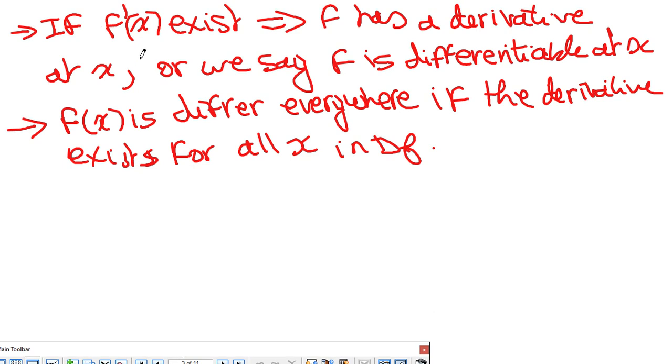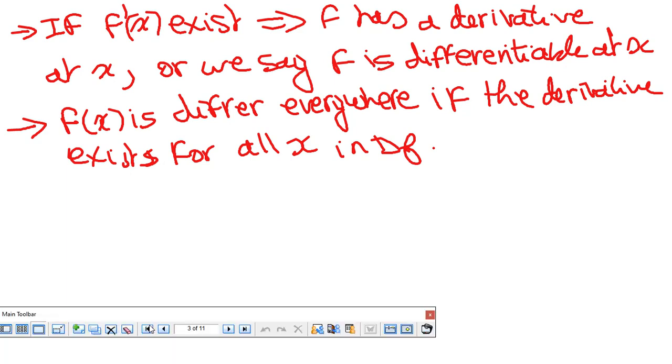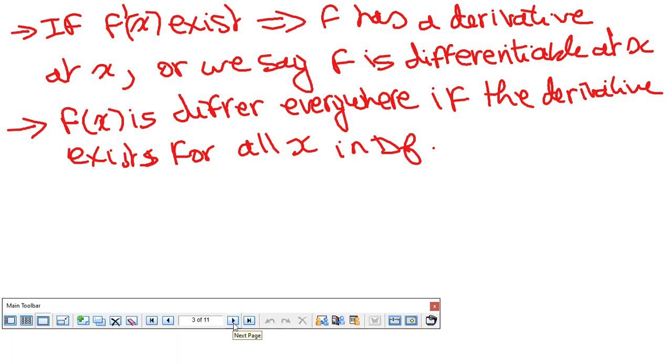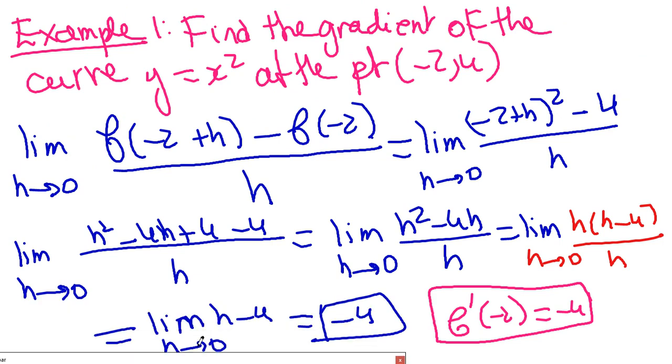So if f prime of x exists, what does it mean? We say f has a derivative at x, or also we say f is differentiable at x. So now I'm just giving you the language. If I want to prove that f of x is differentiable everywhere, the derivative must exist for all x in its domain of definition. Those are just some definitions. Let's move to the examples to understand how we find the derivative of a function at a given point using the definition of the derivative. So we call it the definition of the derivative.